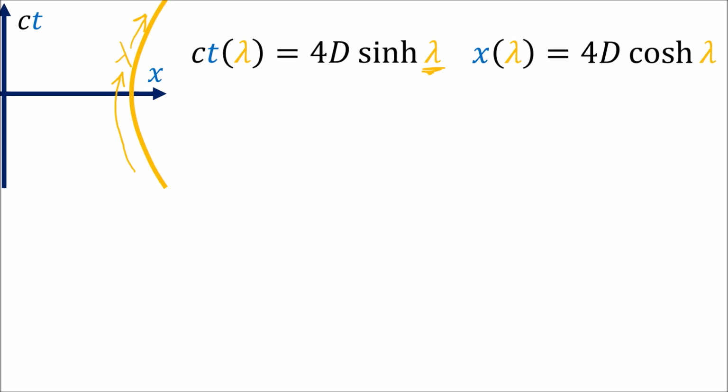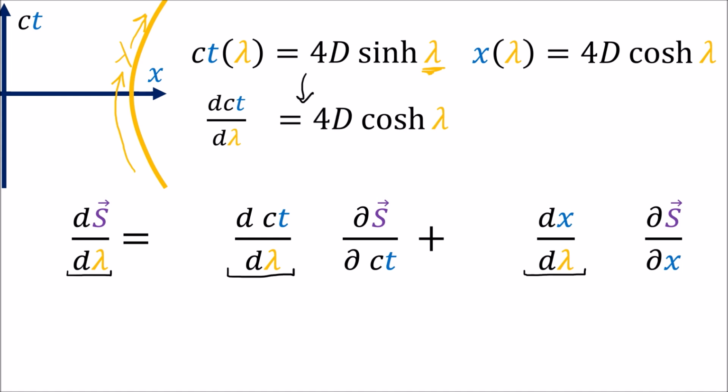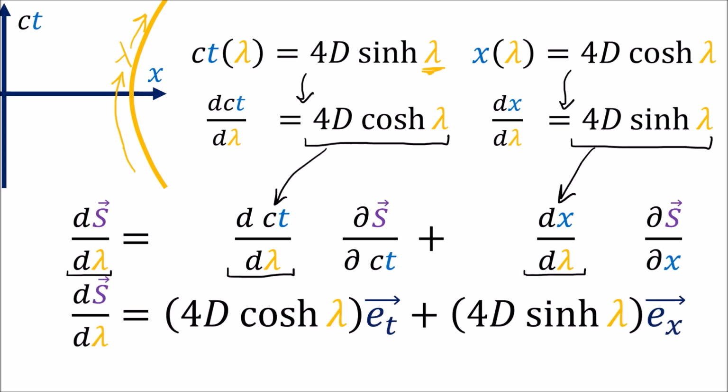Remember, our goal is to calculate the tangent vector ds by d lambda. We can expand this tangent vector using the multivariable chain rule and see that the components of this vector are dct by d lambda and dx by d lambda. dct by d lambda is 4d times cosh of lambda, and dx by d lambda is 4d times sinh of lambda. Plugging these in, we have a vector formula for the tangent vector ds by d lambda.